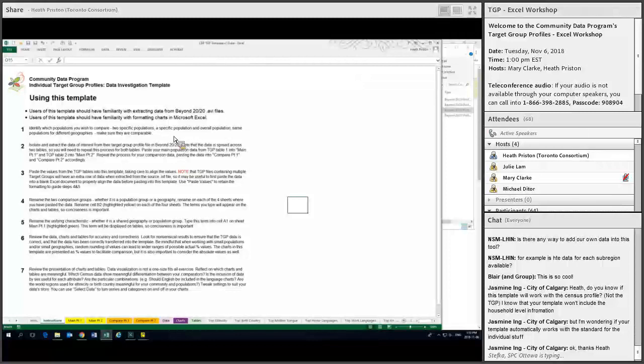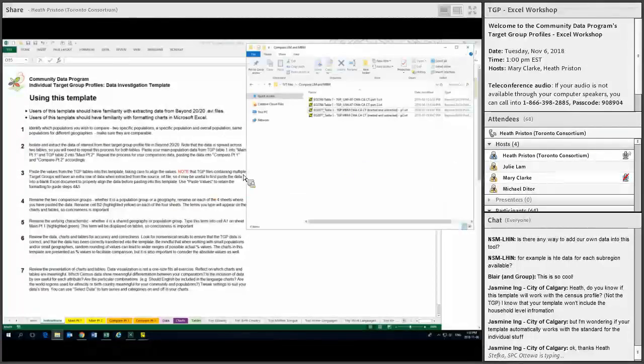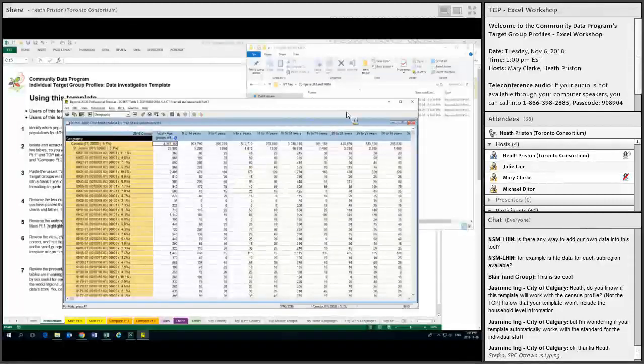So I've already downloaded and extracted those. I've got my files here, but I've got the target group profile for the market basket measure. You can see I've got two of these tables already here. I'm just going to click that and open it up in Beyond 2020. And maybe in the background I'll also open up the instructions here.